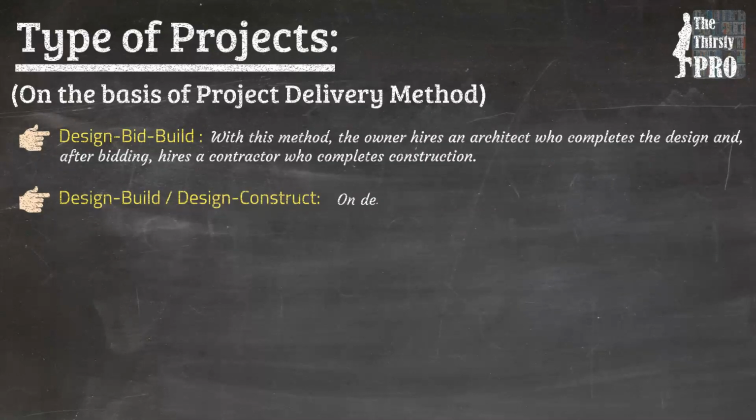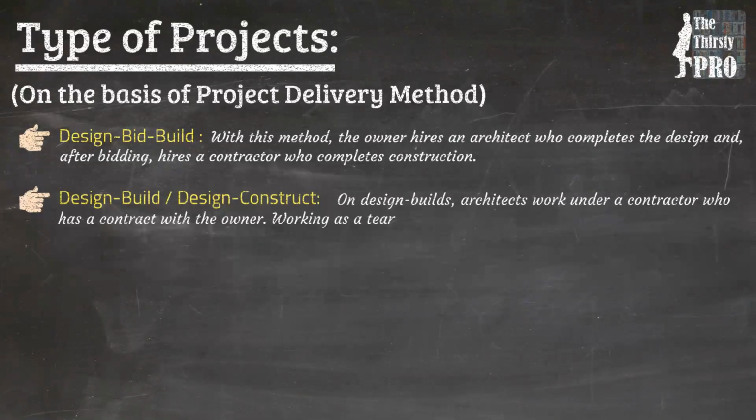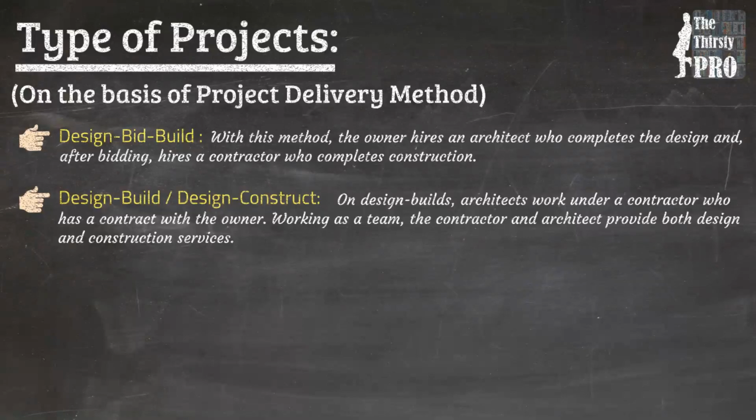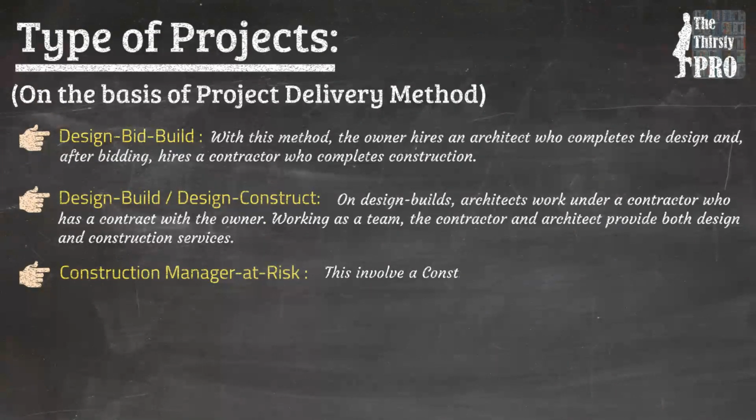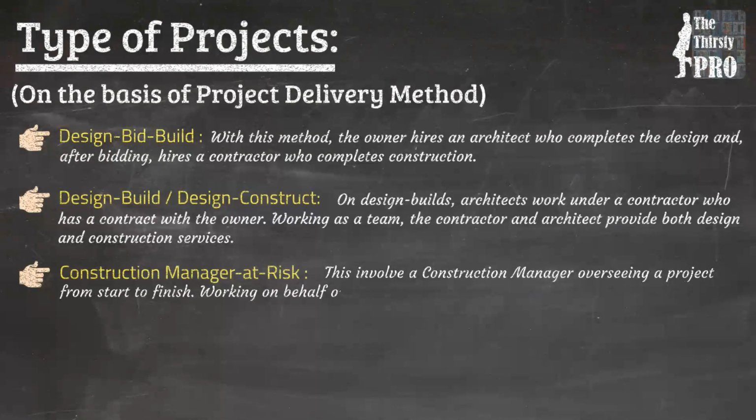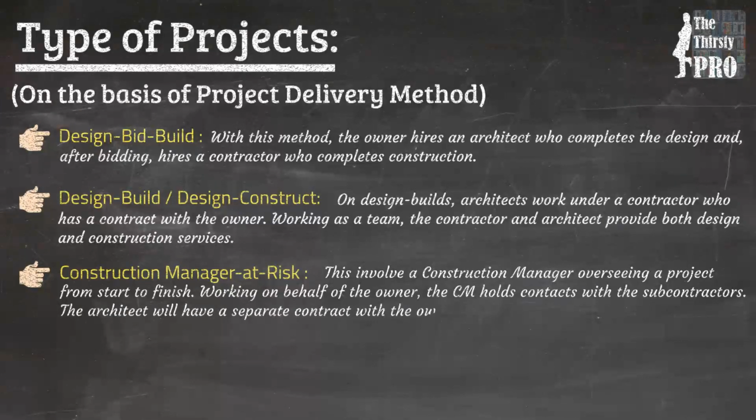On design builds, architects work under a contractor who has a contract with the owner. Working as a team, the contractor and architect provide both design and construction services. Next is construction manager at risk. This involves a construction manager overseeing a project from start to finish. Working on behalf of the owner, the construction manager holds contracts with the subcontractors. The architect will have a separate contract with the owner.